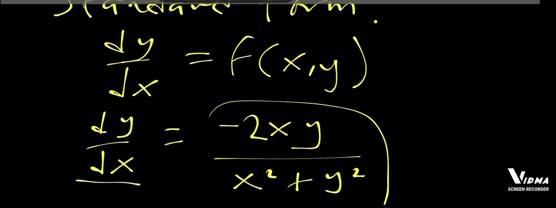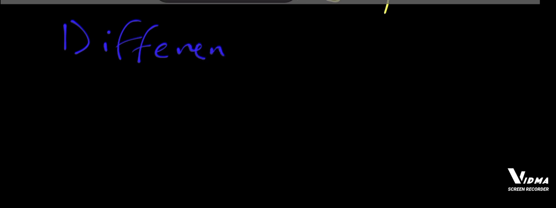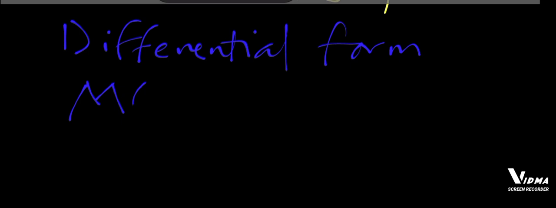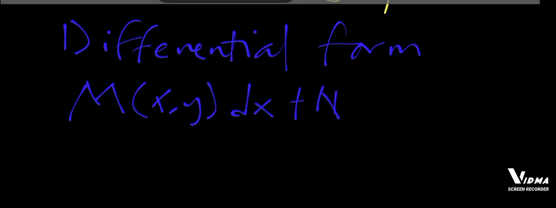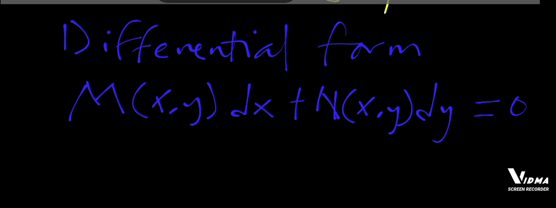And the last one I'm going to talk about is what we call the differential form. And what is this about? This is how it is written: m of x, y dx plus n of x, y dy being equal to 0. So this is how it is written.